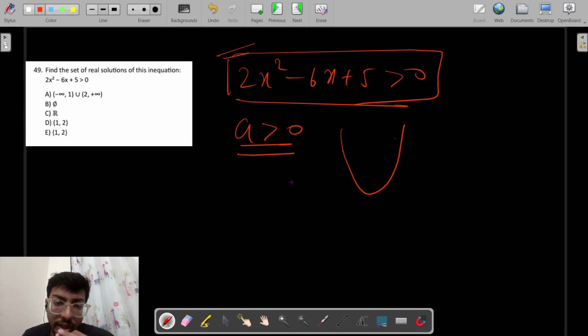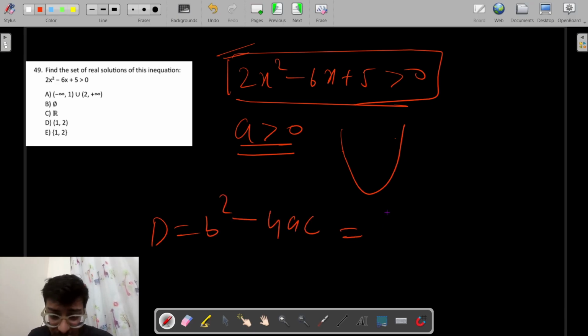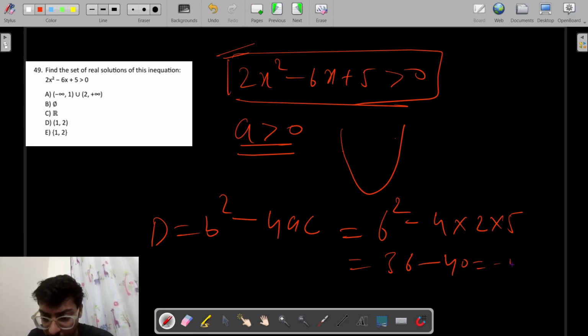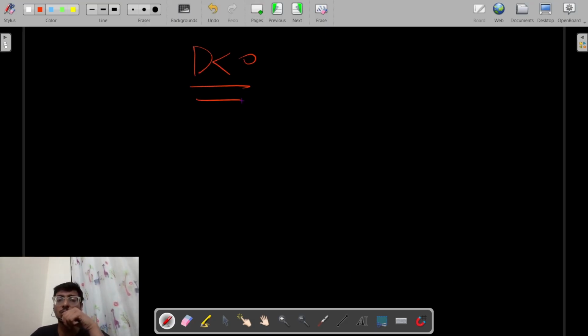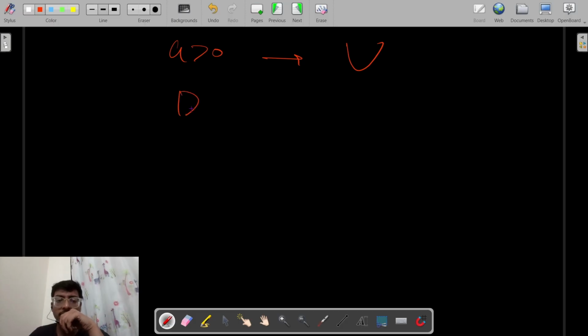The second thing that we need to do is find the discriminant. D is B squared minus 4AC, that is 6 squared minus 4 into 2 into 5, that is 36 minus 40, that is minus 4. So your D is negative, right? What is the meaning of D negative? D negative means there is no root and the parabola will never intersect with the x-axis. So from the quadratic equation, we draw two conclusions. If A is positive, it is an upward parabola. If D is negative, it will never intersect with the x-axis.